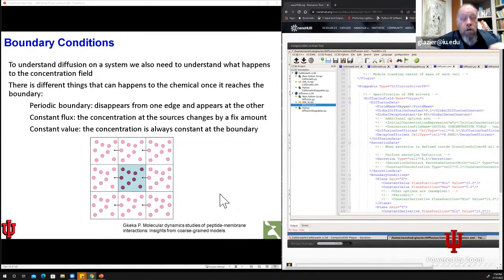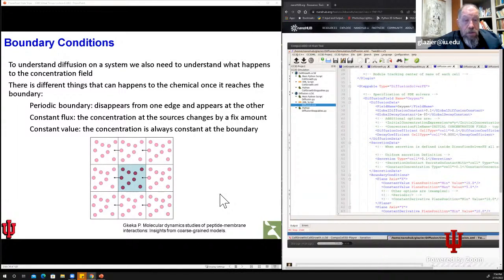I could also have a constant flux. Imagine I'm pouring water into my system and I pour it in at a constant rate. I sprinkle ink into my system at a constant rate. And so I have the possibility of periodic boundary conditions, no flux boundary conditions, constant flux boundary conditions, or constant value boundary conditions. And each one of those has somewhat different mathematical properties.